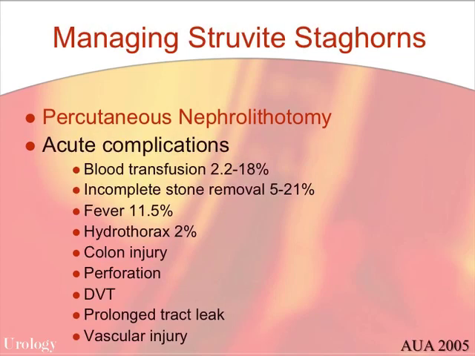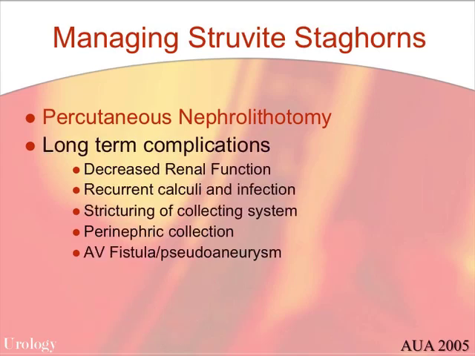Complications noted in the literature include blood transfusion with a rate of 2 to 18%, incomplete removal between 5 and 21%, fevers in 11.5%, hydrothorax is possible with the supracostal access site, colon injury, perforation, DVT, prolonged leak, and vascular injuries are possible. Looking at long-term potential complications, you can get decreased renal function, recurrent stones, stricturing, perinephric collections, and AV fistula or pseudoaneurysm.